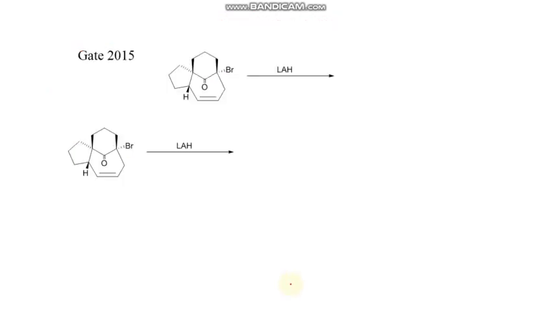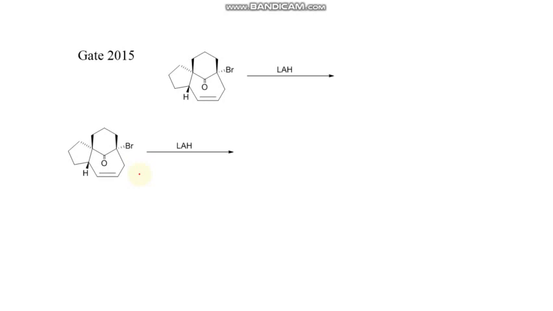Now we will try to solve one important question from GATE 2015, which was on the topic quasi-Favorskii. The question was like this. You have the reactant like this, and the reagent is lithium aluminum hydride. What does lithium aluminum hydride do? It is a reducing agent. In the presence of a double bond, it can reduce a carbonyl compound. Looking at the compound, you can answer that the double bond will not be reduced, and the carbonyl group will be reduced.